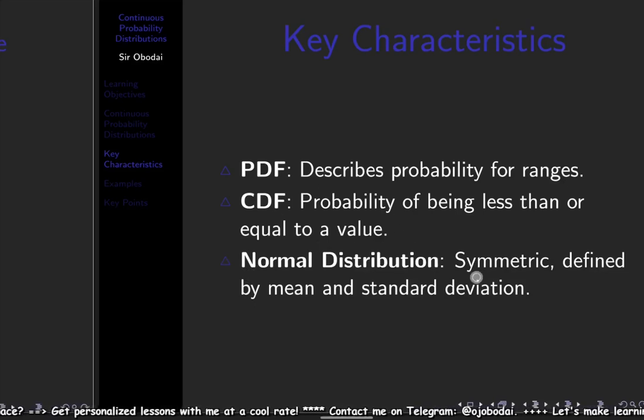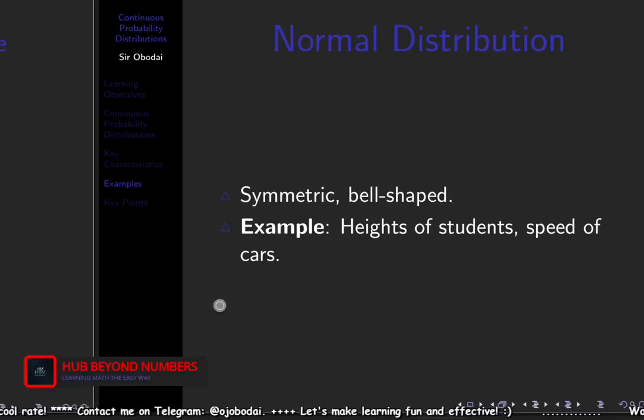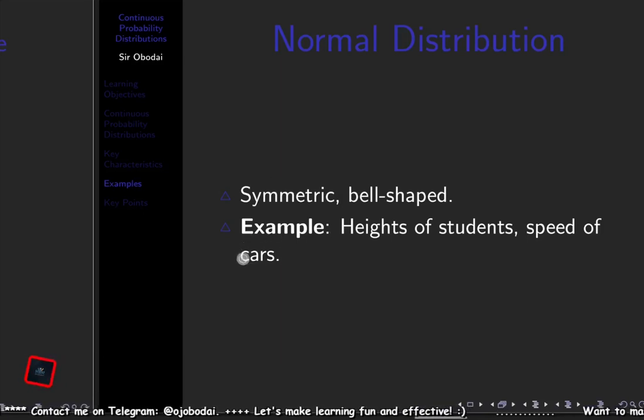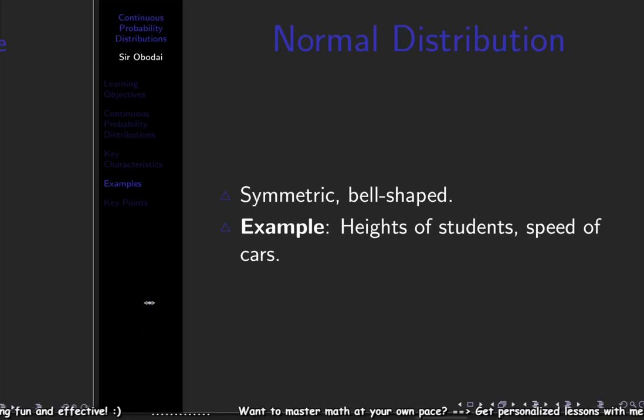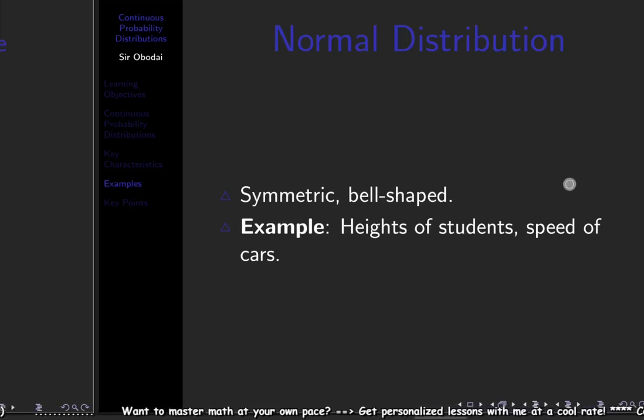So normal distributions are symmetric, and they are defined by the mean and the standard deviation. They are the most commonly used probability distributions. One key example of the normal distribution is the Gaussian distribution. We should know that it is symmetric and bell-shaped. Examples are the height of students and the speed of cars. Let me give you a diagram showing that.